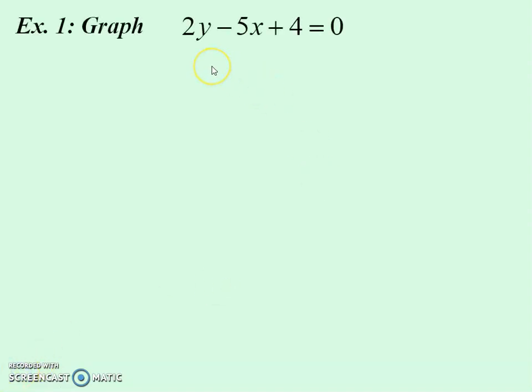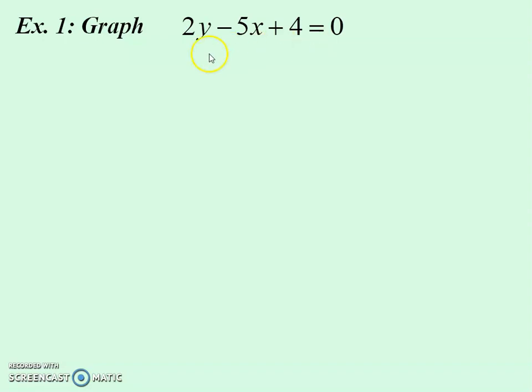In this example, 2y minus 5x plus 4 equals 0. That's a linear function in general form. If I asked you to graph that, it would be a lot easier to isolate the y, because then you would be able to identify the slope and you'd be able to identify the initial value. And then you can use one of two tricks. You can make a table of values, or you can just start from the initial value and use the rise over the run of the slope.